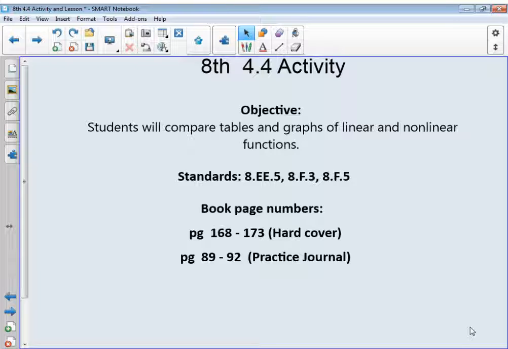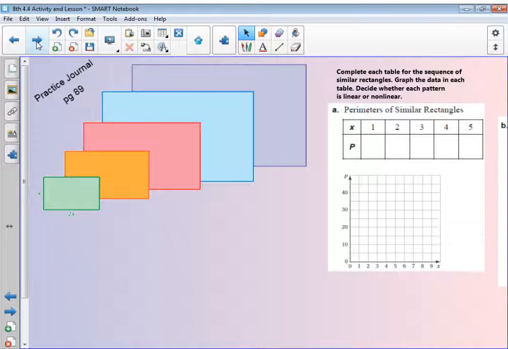Today we're going to be working with linear versus nonlinear functions. Remember, a function is when something happens to our x to create our y. So today we're going to look at a couple of examples. Here we've got some rectangles, and we're going to complete the table to show the sequence that's happening between these similar rectangles. There are two things that we can solve when we work with rectangles. One of them, we can find the perimeter of the rectangle, and the other is we could find the area of the rectangle. So those are the two things that we're going to work with today, and we're going to actually graph those.